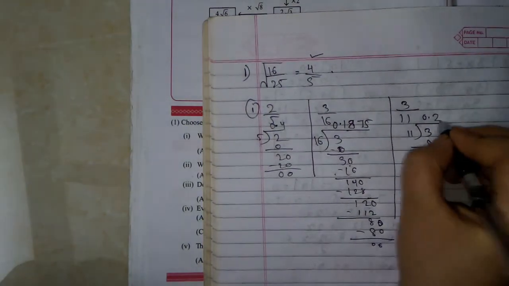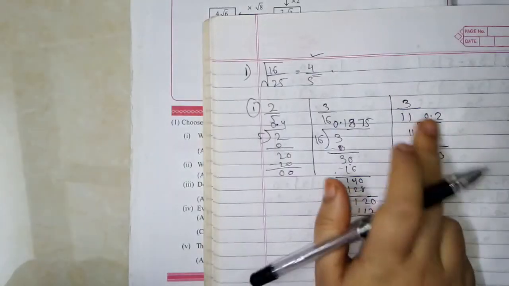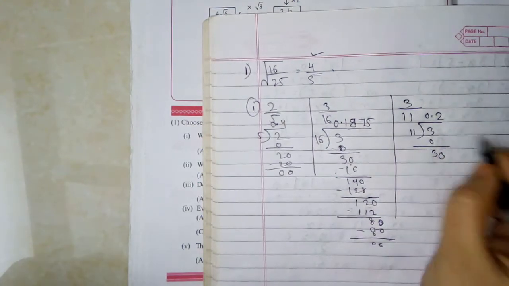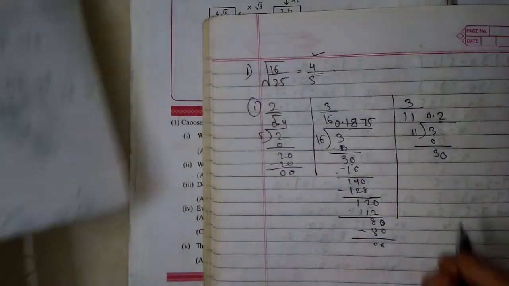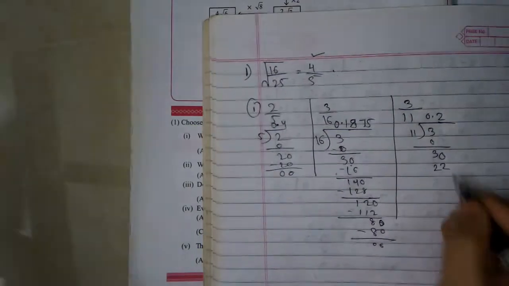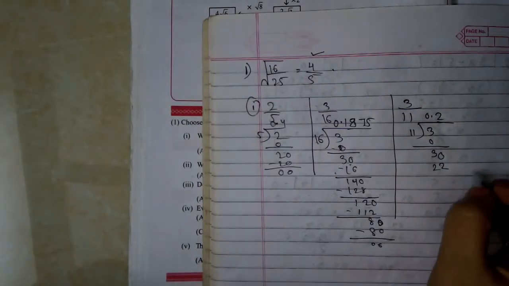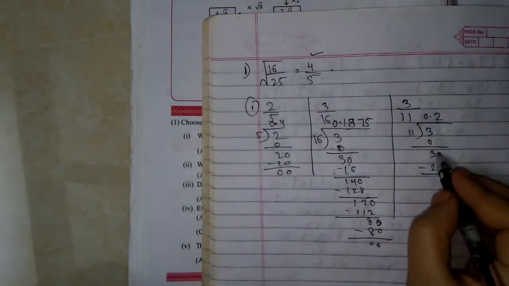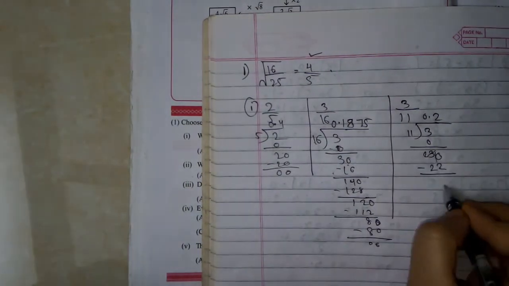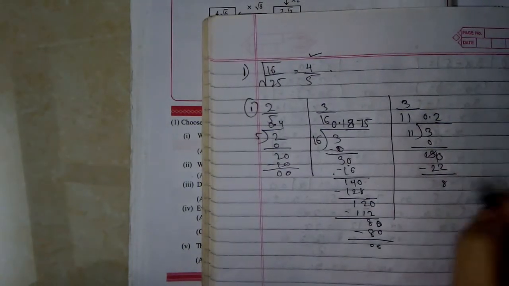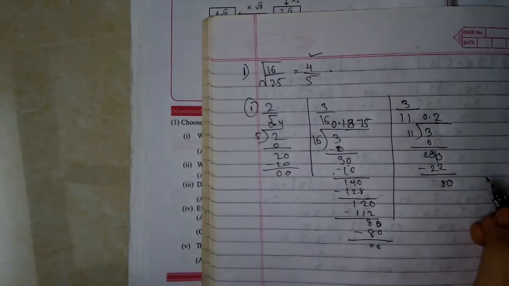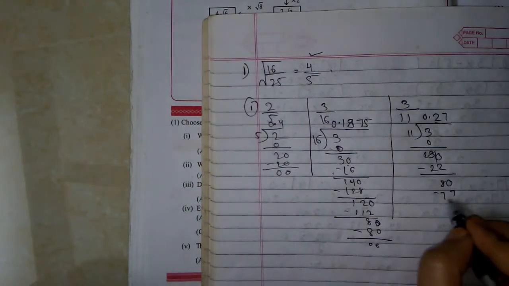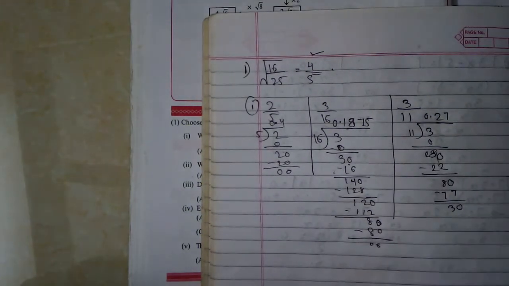Now we will get here 30. Okay, now 11 twos are 22. All right, 11 twos are 22. Then after 22 we will subtract. So after subtraction here we will get 8. All right, so we will put here 0. Now 11 sevens are 77. Now here 30 will come.